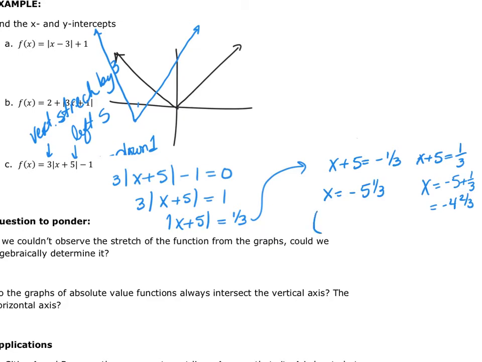So my ordered pairs is negative 5 1/3, comma 0, because these are always ordered pairs, or negative 4 2/3, comma 0. All right.